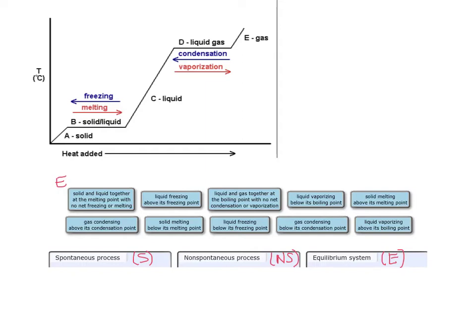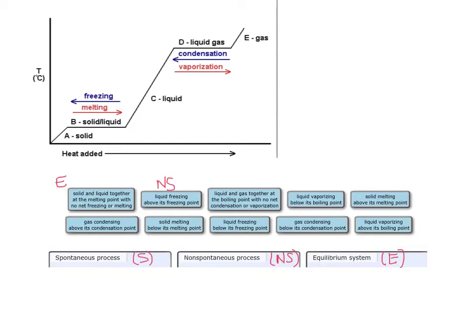Now, when you have liquid freezing above its freezing point, so water freezes at 0 degrees Celsius, and when you have water freezing at 5 degrees Celsius, that's not right. That's non-spontaneous. So something's going on to make that a non-spontaneous process. Now, liquid freezing below its freezing point, that would absolutely be spontaneous. So if you have a liquid at negative 5 degrees Celsius, it should definitely be a spontaneous process to freeze.